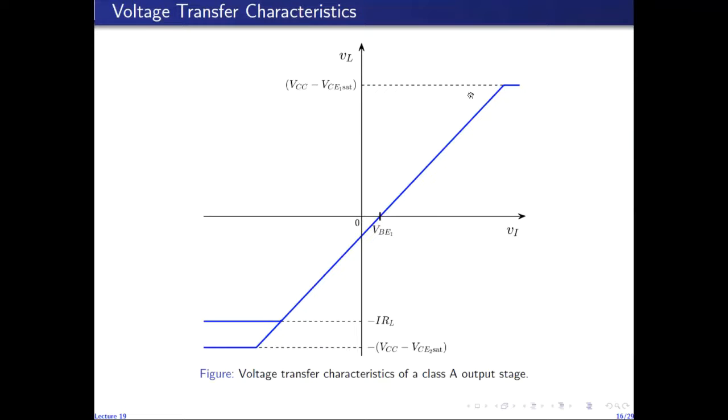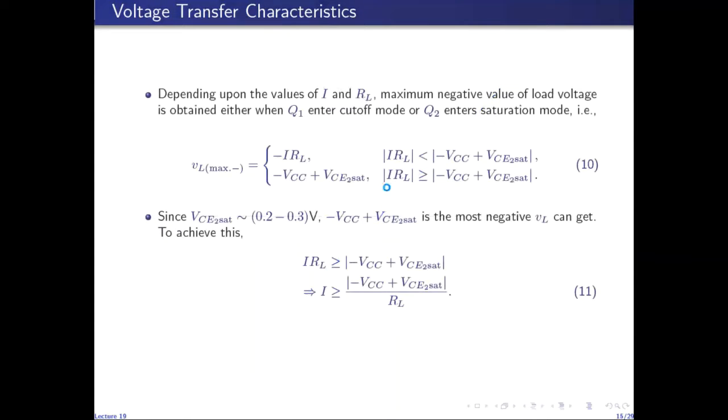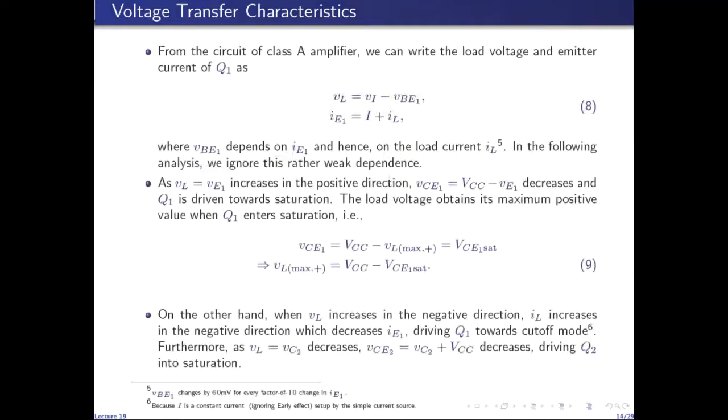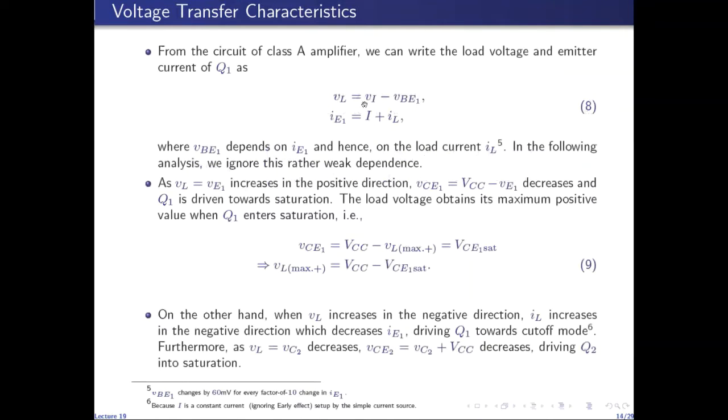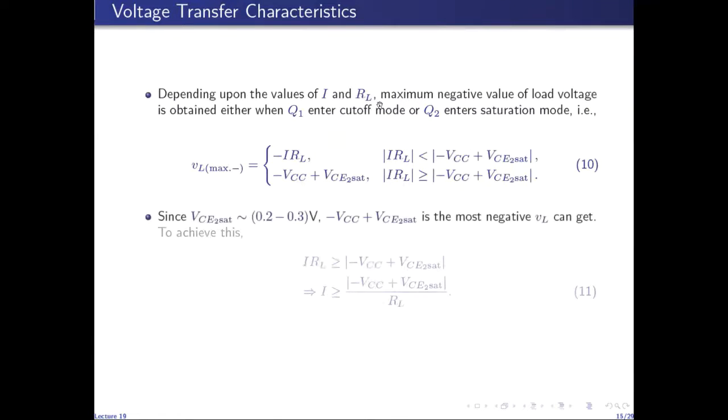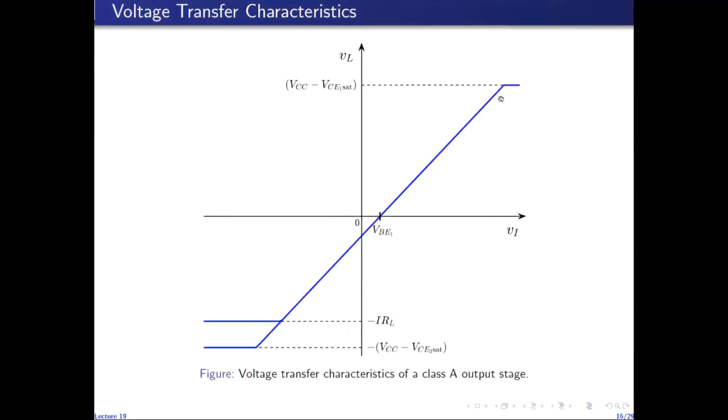So within this portion of the curve, when neither Q1 nor Q2 limits the magnitude of VL, then this straight line is actually the plot of this equation. So the slope of this equation is 1. That is why it's a straight line passing through VBE1 with unity slope. So VL is just a shifted version of VI.